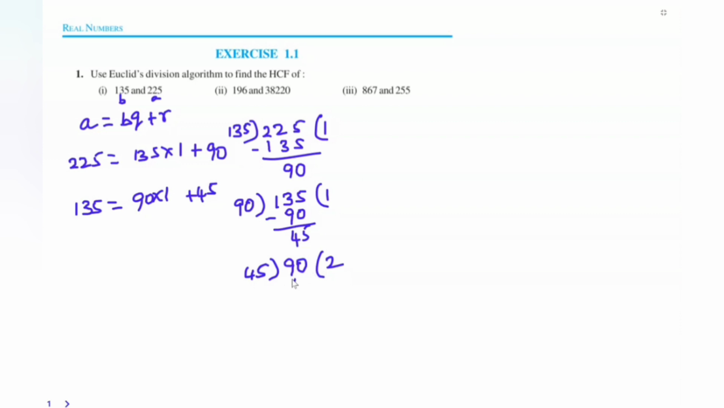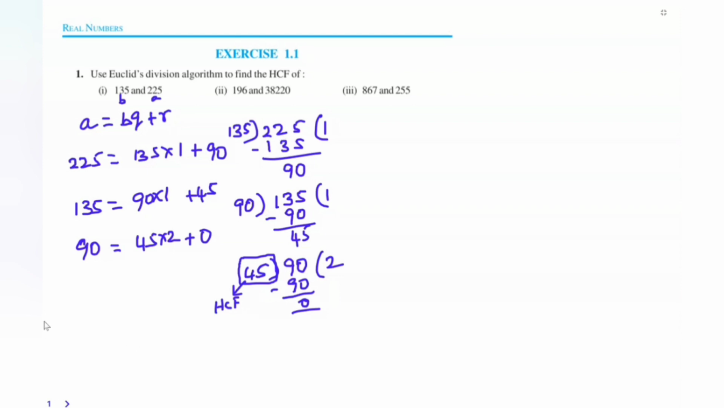45 twos is 90 exactly. So we got 0 remainder. So our third step is applying division algorithm for the third division. 90 is equal to 45 times 2 plus 0 remainder. Now at this stage where you got 0 as a remainder, the divisor at that stage is HCF. So the HCF of 45 and 90 is 45. And HCF of 90 and 135 is also 45. HCF of 135 and 225 is also 45.